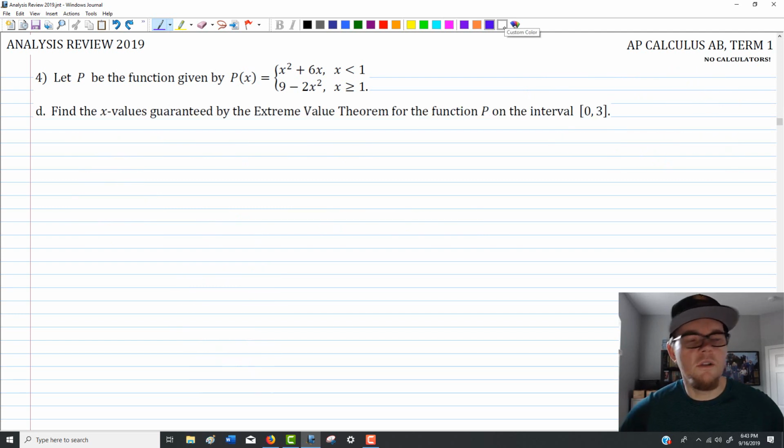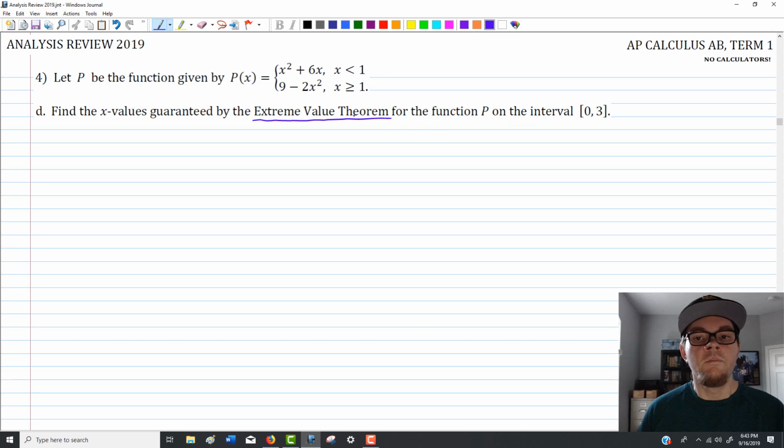Okay, fourth question. Find the x values guaranteed by the extreme value theorem for the function p on the interval of 0 to 3. Basically, the extreme value theorem says that a continuous function on a closed interval gives you a max and a min.